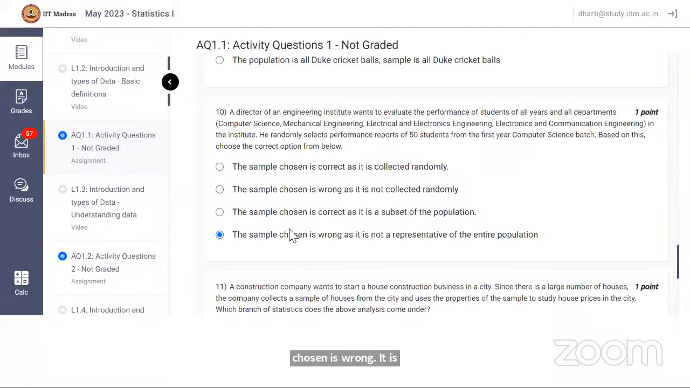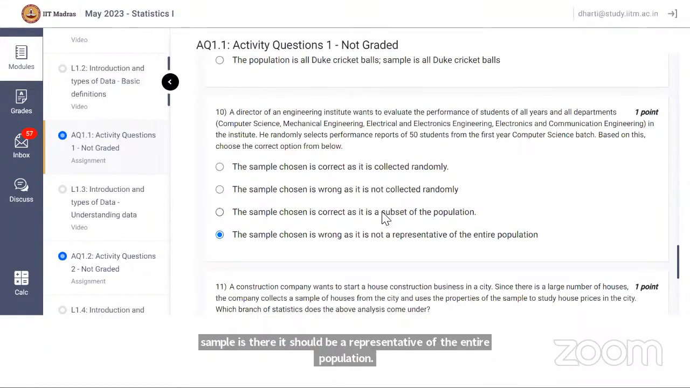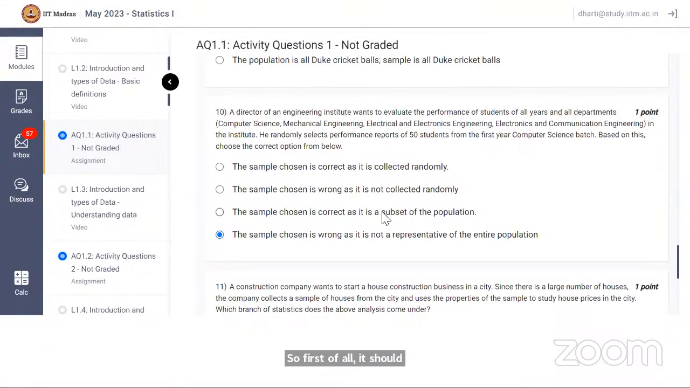Fine. The sample chosen is correct as it is a subset of population. It is also wrong because being a subset of population is not the only thing. We need a representative. Whenever a sample is there, it should be a representative of the entire population. So first of all, it should be a representative of the population and should be chosen randomly also. The sample chosen is wrong as it is not. So the last option is correct.